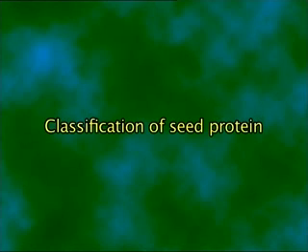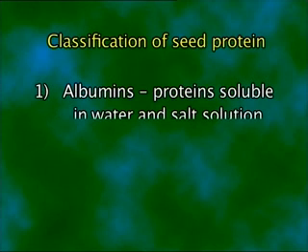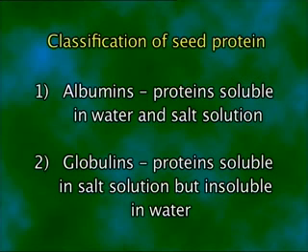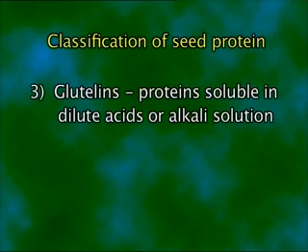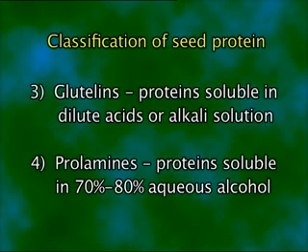Seed proteins can be classified into 4 groups on the basis of their solubility. First, albumins. These are proteins soluble in water and salt solution. Second, globulins. These are proteins soluble in salt solution but insoluble in water. Third, glutelin proteins. These are proteins soluble in dilute acids or alkali solutions. And fourth, prolamines. These are proteins soluble in 70 to 80% aqueous alcohol.